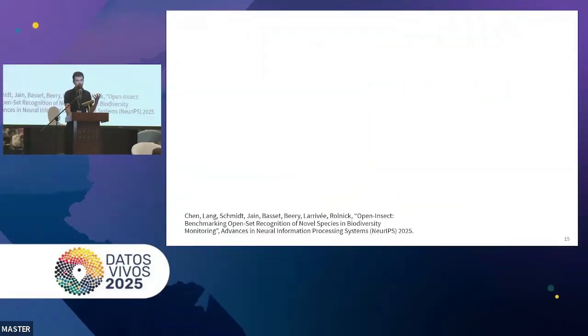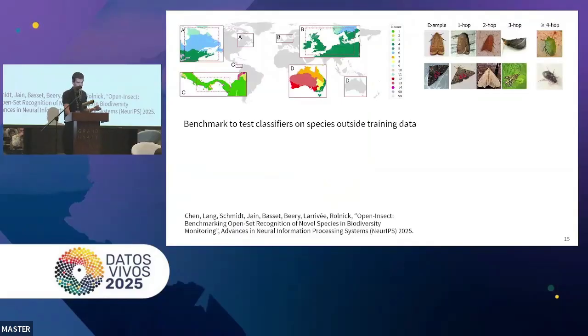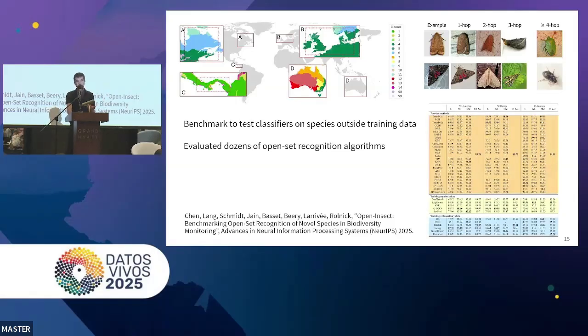So we are developing algorithms that can deal with this problem. We're trying to test classifiers on species outside their training data. And this is an area of machine learning called open set recognition. We're trying to flag what is new to the algorithm. Obviously, you can't come up with a species name if there is no species name, but trying to detect when something is new. And so we're testing this on moths within and outside the region.